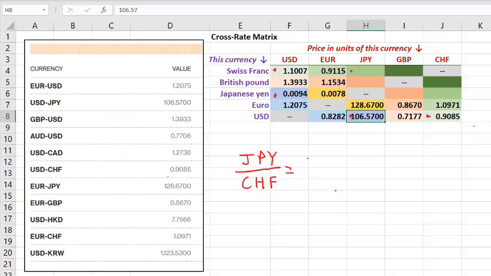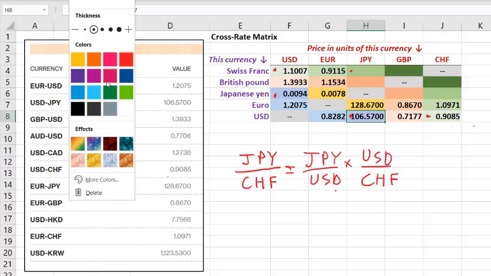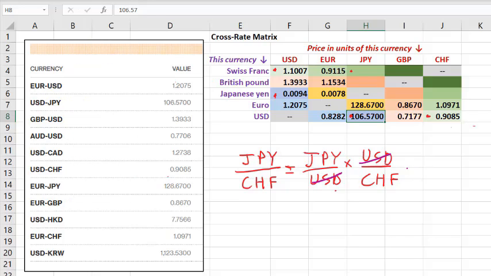So here's what we can do. We can say this ratio is going to be equivalent to Japanese yen per US dollar times US dollars per Swiss franc. Notice what's going to happen with this set of ratios. The dollars are going to cancel, and then we're left with Japanese yen per Swiss franc.